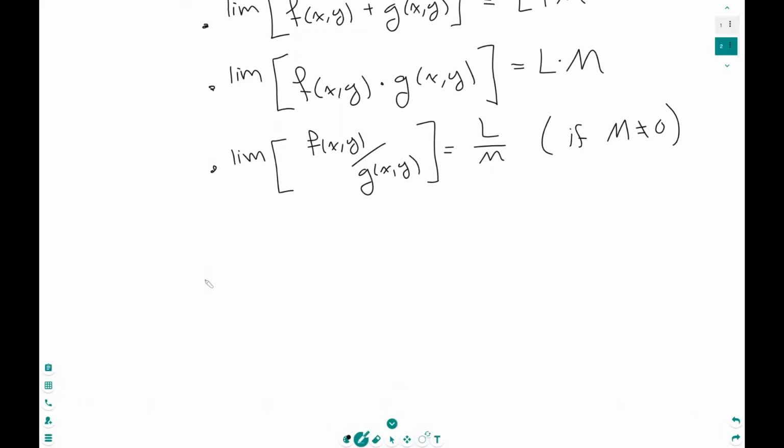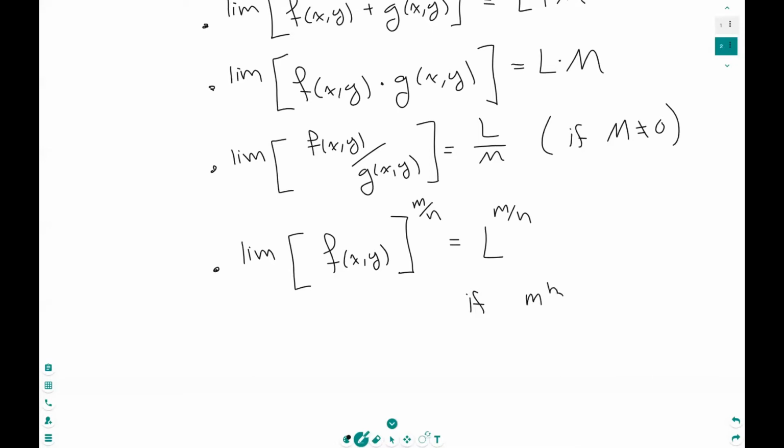And finally, if I have the limit of f of x and y, and it's raised to some power m over n, this is equal to L to the m over n, so long as m and n are integers, and L is a real number.